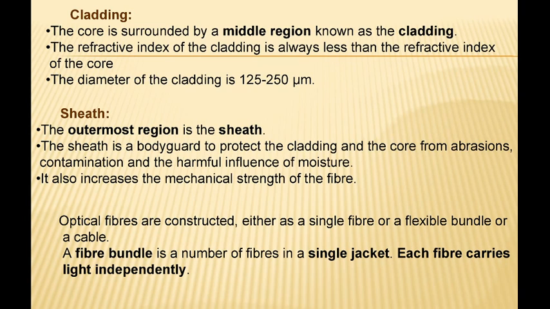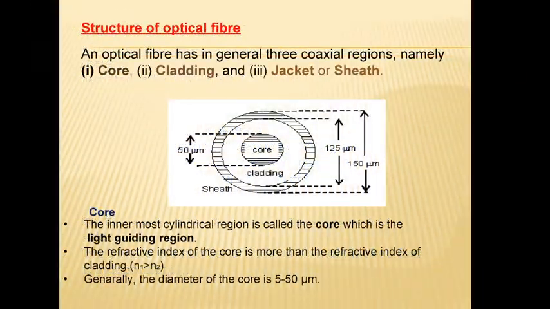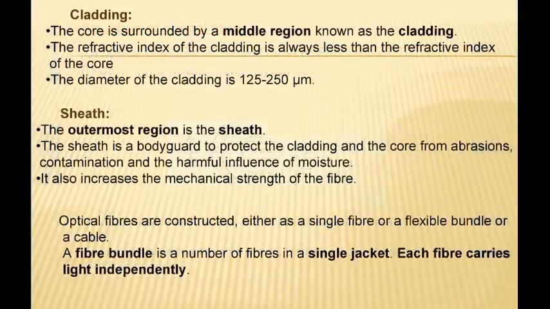The last region, the shaded region, is known as the sheath or buffer jacket. It is the outermost region, that's why it is called the sheath or buffer jacket. The sheath is the bodyguard that protects the cladding and the core from abrasions, contaminations and the harmful influence of moisture. Generally these optical fibers are in the ground.